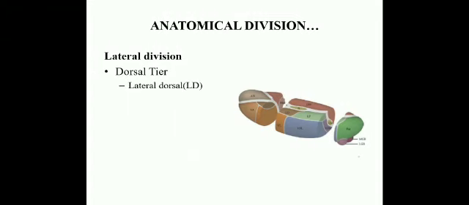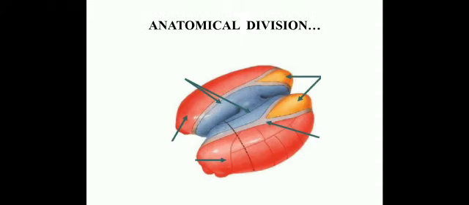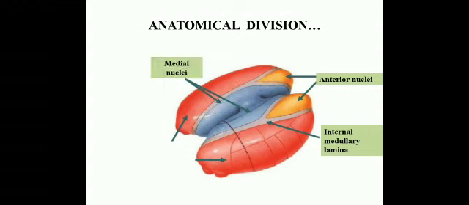Then the dorsal tier includes the lateral dorsal nucleus and the lateral posterior nucleus. The intralaminar nuclei include the centromedian nucleus and the midline nuclei, and there is a reticular nucleus also present. Further, we can observe again the anatomical divisions. Here we can see the anterior nuclei, the internal medullary lamina, which is Y-shaped, then the medial nuclei represented in blue color, and the lateral nuclei represented in red.